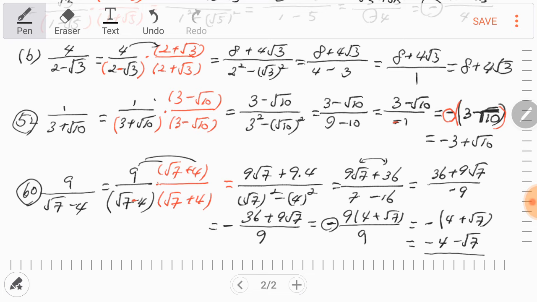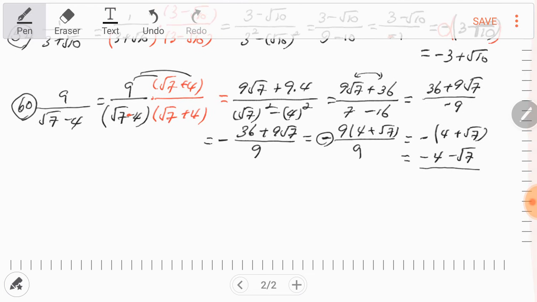This looks more complicated, but when we simplify this, from here we can separate the numerator. It will be 36 over 9 plus 9 square root of 7 over 9. Then this is equal to 4 plus square root of 7. Then finally this one.